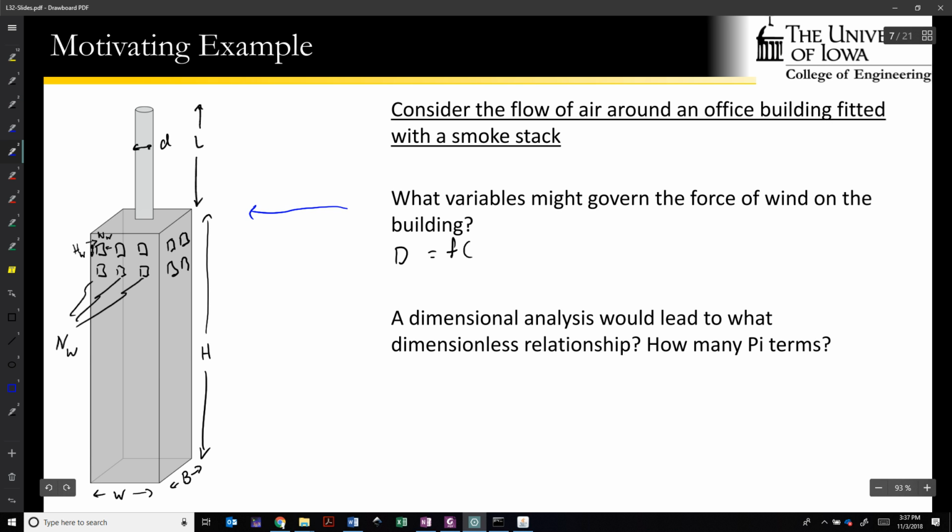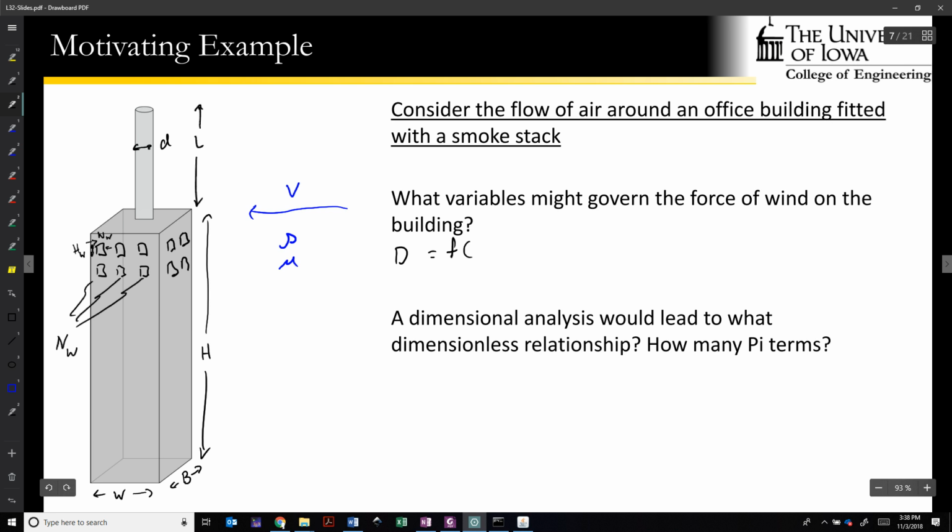Okay, so this is a physical description of the building itself. But what about external influences, right? We can assume that probably the velocity of the wind, or the wind speed, is going to affect the drag on the building. And if we consider the wind, right, made of air, what are the air properties? So fluid properties are probably going to come into effect. In particular, the density and the viscosity of the air that is blowing past the building.